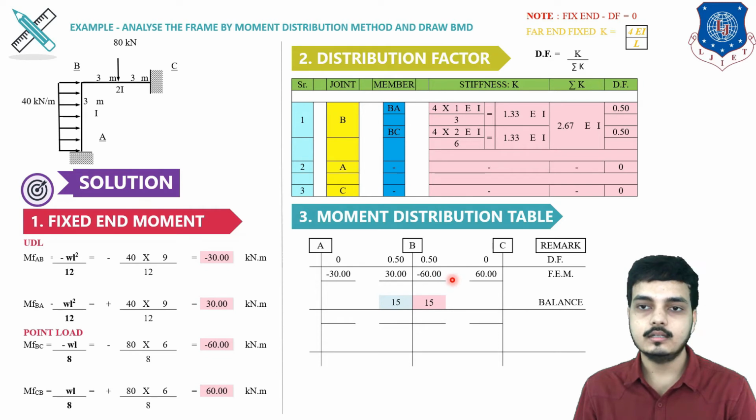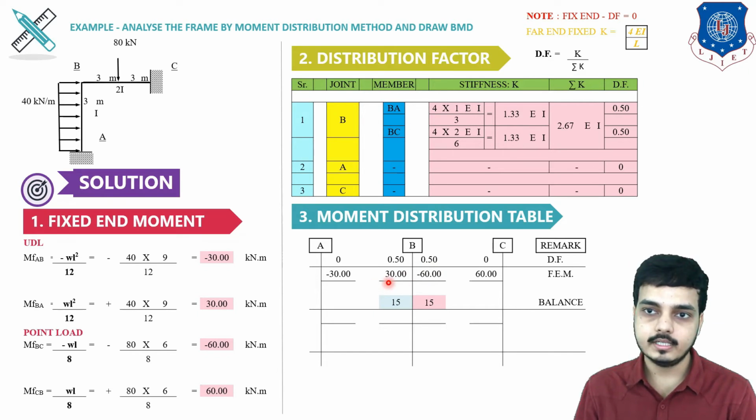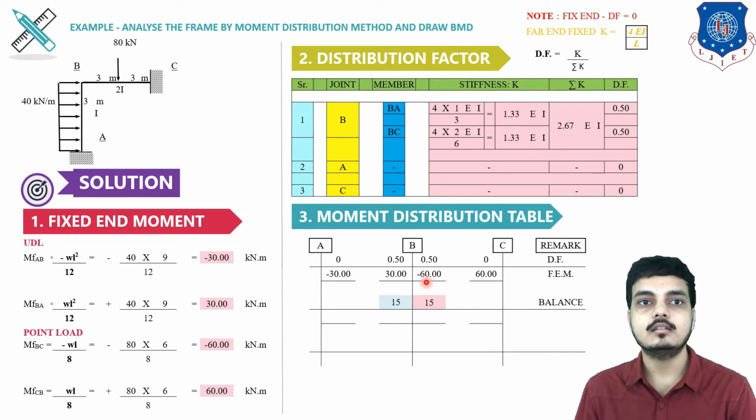Now, how to solve this? We have learned in the previous step that we have to sum this up. 30 minus 60 is equal to minus 30. Make the opposite sign, so minus 30 becomes plus 30. That means we have to change the sign. It's a rule of the MDM table. First we do the algebraic sum: plus 30 minus 60, answer is minus 30. Then we change its sign, so minus to plus, it will be plus 30. And plus 30 multiplied by 0.5 equals plus 15, as well as plus 15.